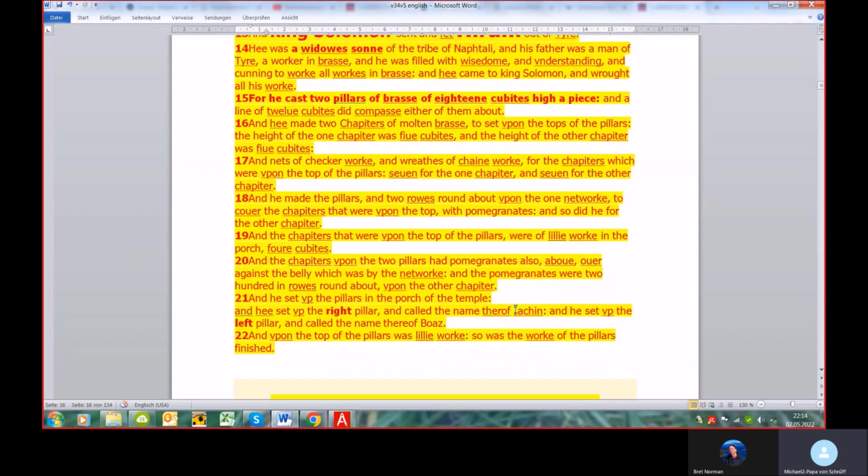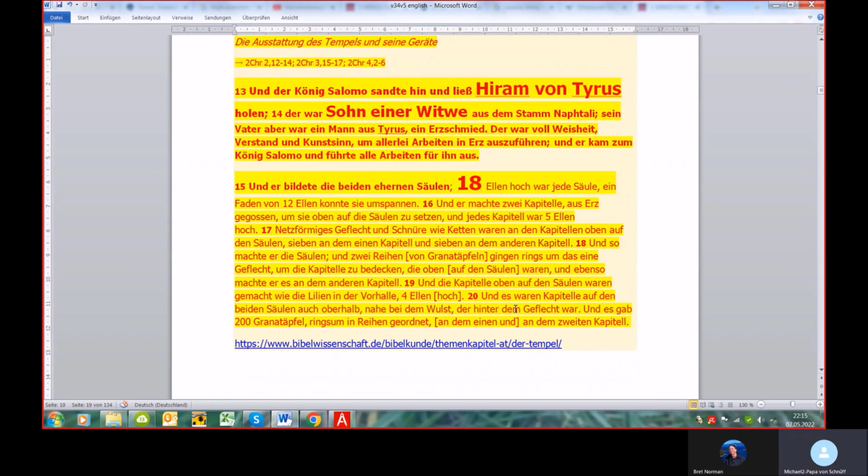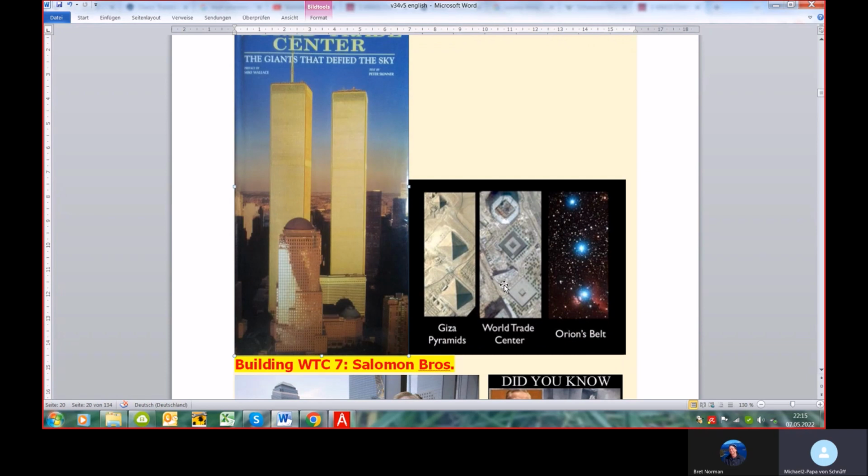But then I have to switch again to my own script, because now it gets really interesting. When you look upon this symbolism of the two pillars here, then also the World Trade Center complex is a temple, because of the Yachin and Boaz here; the structure resembles two columns. This is also a Freemason site. Why is it a Freemason site? It is so easy, actually.